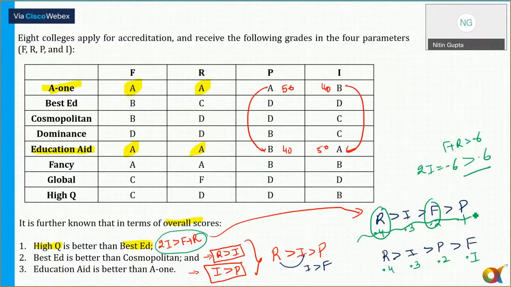So if the first case is ruled out, now we have the answer: the weight of R is 0.4, the weight of I is 0.3, the weight of P is 0.2, and the weight of F is 0.1. Once we identify this, all the questions can be solved. Tell me if anyone has any doubts. Can we move to the questions now, if this is clear to all of you?